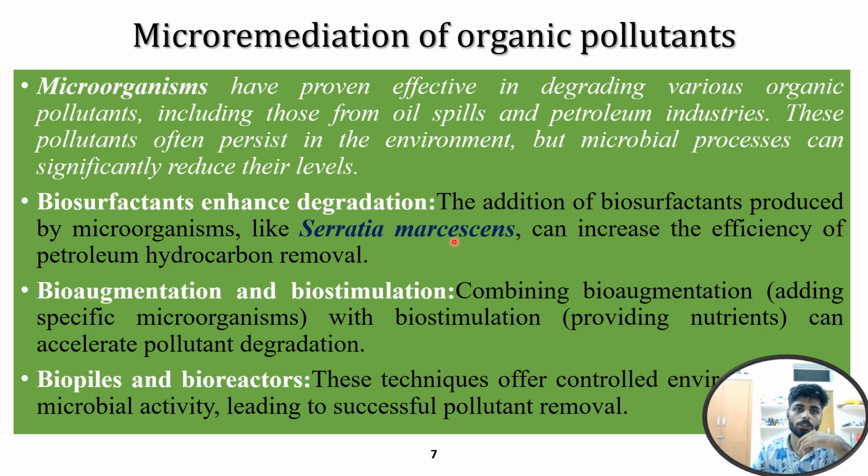In order to enhance this process, we can use substances such as biosurfactants, which are produced by certain microorganisms such as Serratia marcescens, which will increase the efficiency of removal of petroleum hydrocarbon from the environment. Then we can use processes such as bioaugmentation and biostimulation. As I mentioned before, bioaugmentation is the addition of specific microorganisms, and biostimulation is providing specific nutrients in order to enhance their activity. Biopiles and bioreactors. These techniques use controlled environments in order to enhance the removal of organic pollutants from environments.